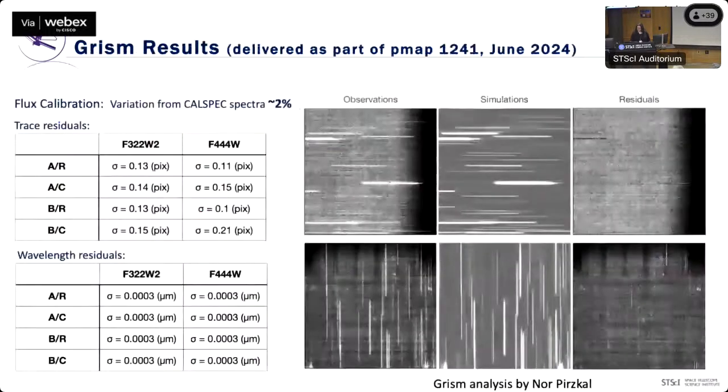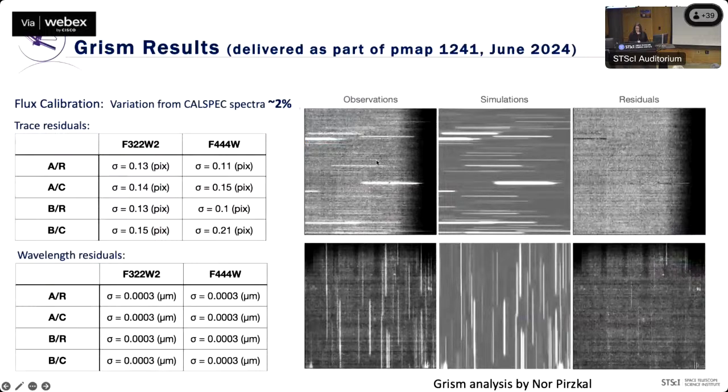Here is the GRISM data. This is analysis from NorPearsCal, and the flux calibration is about 2% compared to CalSpec. But I'm also showing here the trace results and the wavelength results, because you can use all of this together to create a simulation. So the observations are here on the left, the middle are the simulations, and the residuals are on the right, and you can see just how nice and clean they are. So the GRISMs are also looking very good.